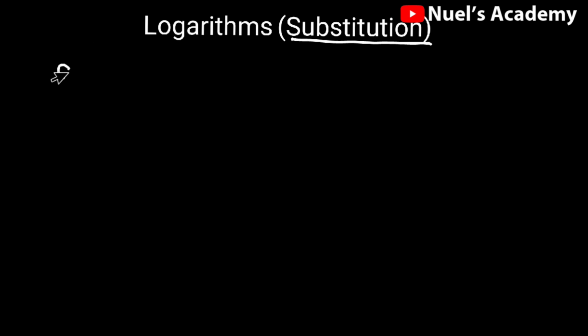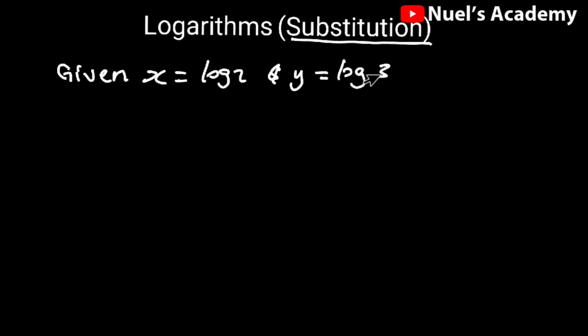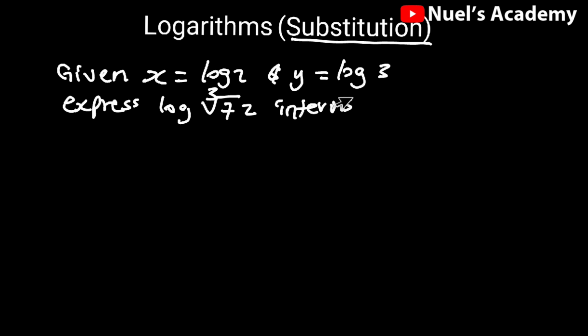Given that x is equal to log 2 and y is equal to log 3, then we're asked to express log cube root of 72 in terms of x and y. So, solution.